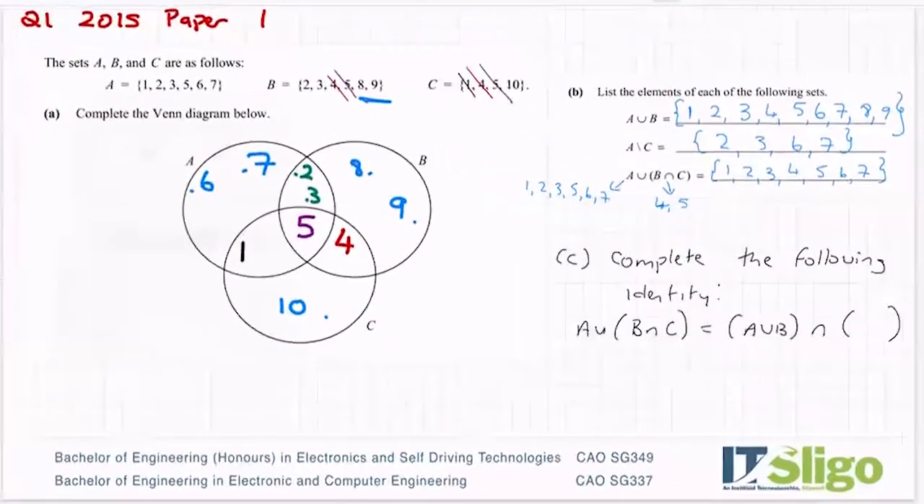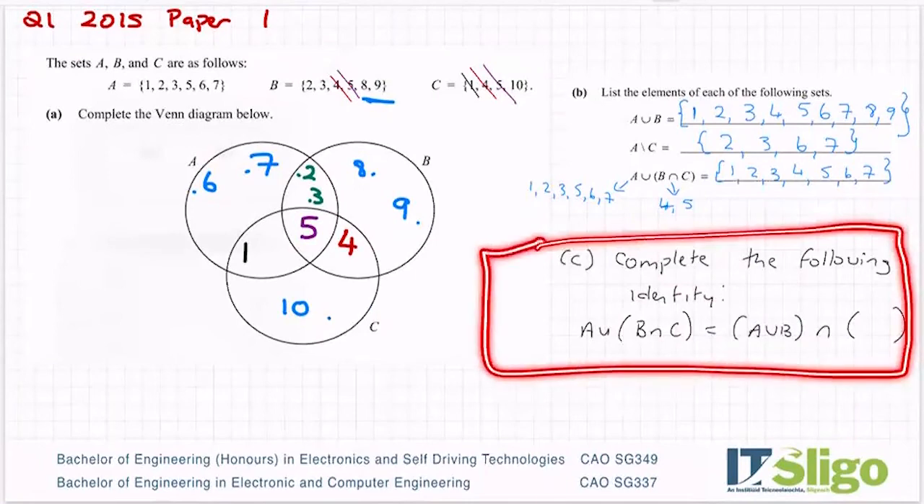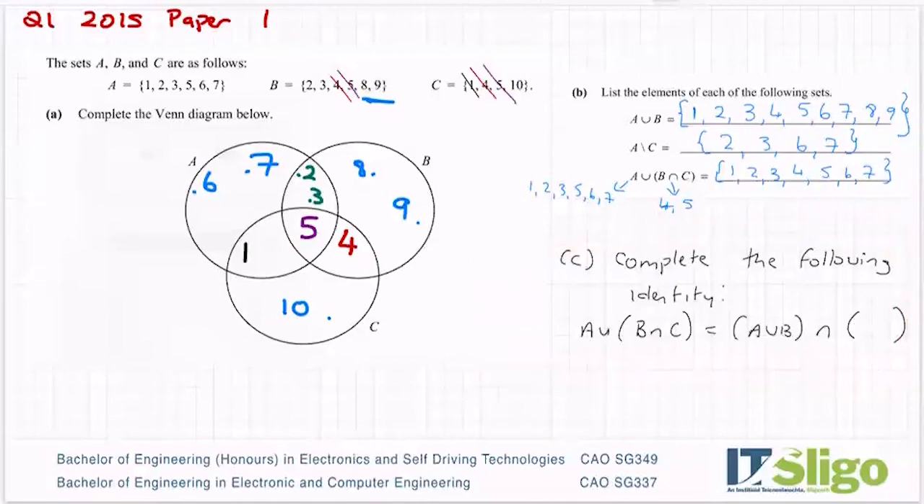So how do we work this one out? This is how the question comes up, exactly like this, and this is how they asked it in 2015. Complete the following identity. A union B intersection C could also be written as A union B, intersecting with, and then they asked you to fill in the last bracket. So it's A union C that goes in there. I hope that makes sense. And that was that question.